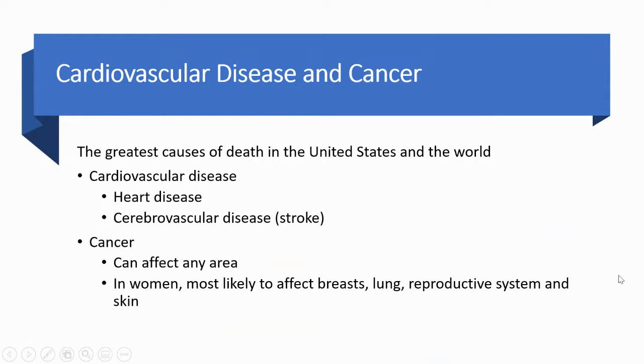When we look at cardiovascular disease, it is the greatest cause of death in the United States, and this includes heart disease and cerebrovascular disease, which are strokes. Cancer also is one of the greatest leading causes of death in the United States, and it can affect any area. In women, however, it's most likely to affect the breast, lungs, reproductive system, and skin.